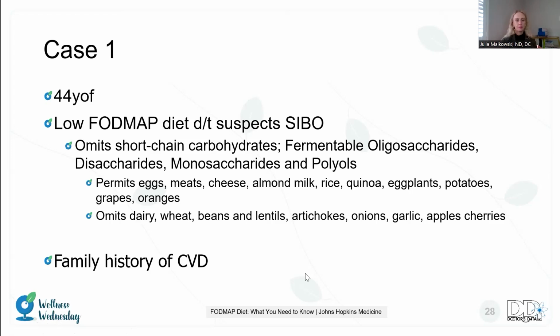Therefore, they're permitting themselves eggs, meats, cheese, almond milk, rice, quinoa, eggplants and potatoes, grapes and oranges, and omitting dairy, wheat, beans, and lentils, artichokes, onions, garlics, apples, and cherries. So those are important considerations. Beans, lentils, artichokes, onions, garlics, those are important. And this individual does note a family history of cardiovascular disease.